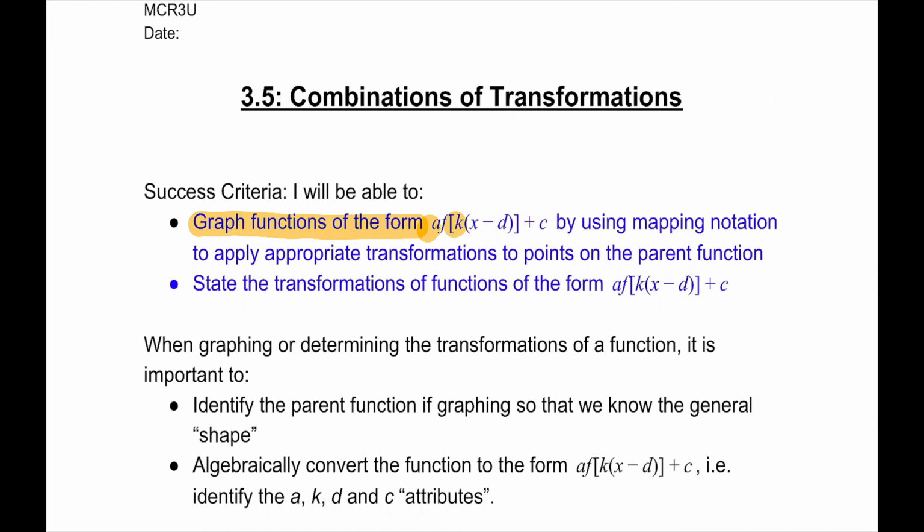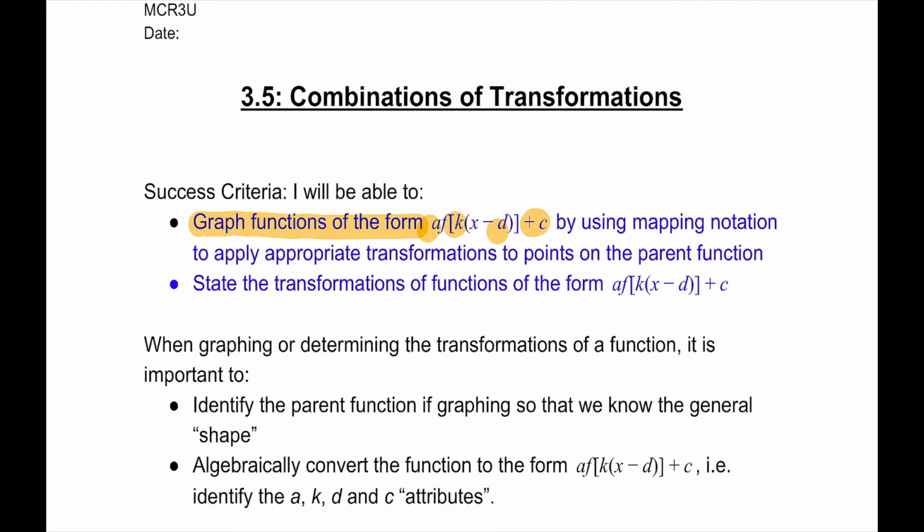And also inside our function, we could also add or subtract something to x. In this case, the attribute d. Again, this is going to cause our graph to shift either left or right. And finally, we're going to add or subtract something outside our function. And again, this is going to be a translation, or cause the graph to shift up and down.